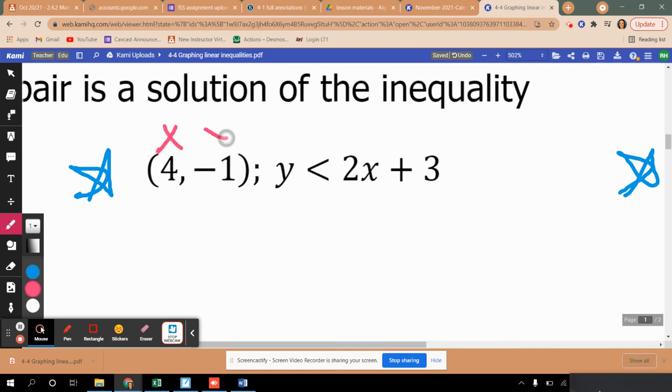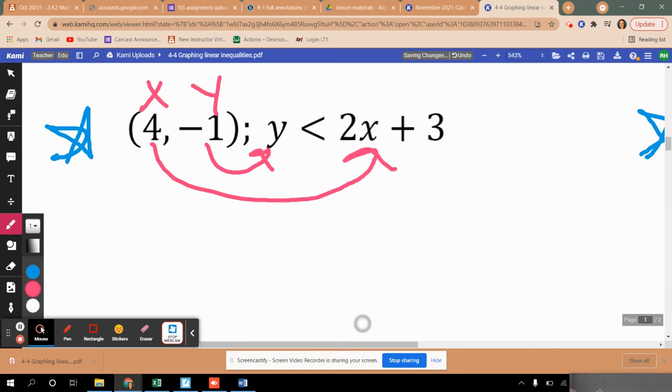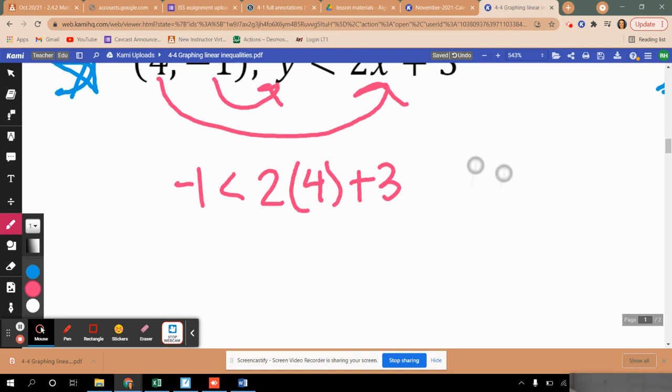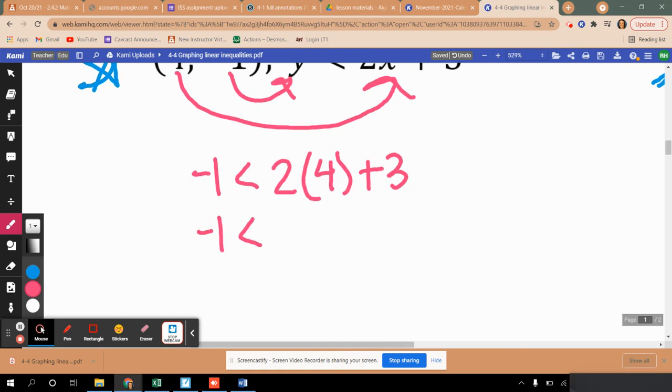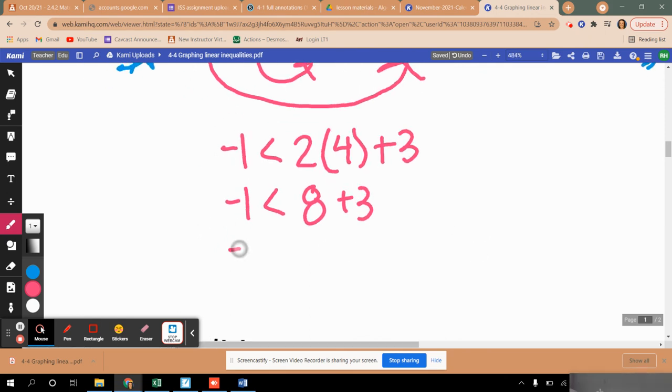We have x, y. Plugging in -1 for y, we get -1 is less than 2 times, plugging in 4 for x, plus 3. -1 is less than 2 times 4 is 8, plus 3. Negative 1 is less than 8 plus 3, which is 11. Is negative 1 less than 11? Yes, so this is true, which means it is a solution.